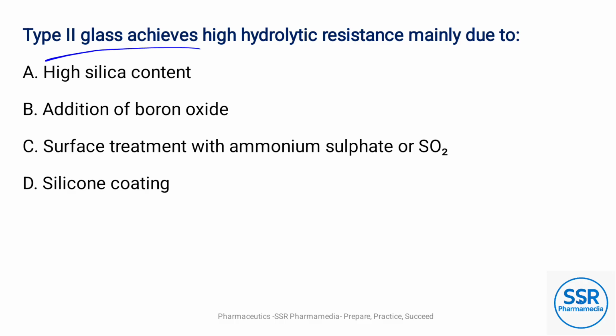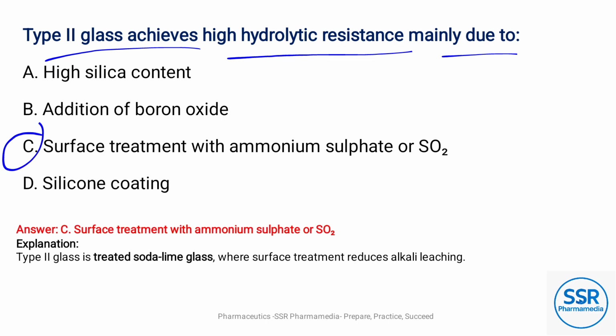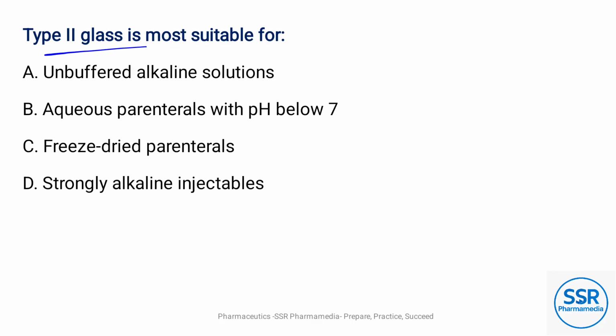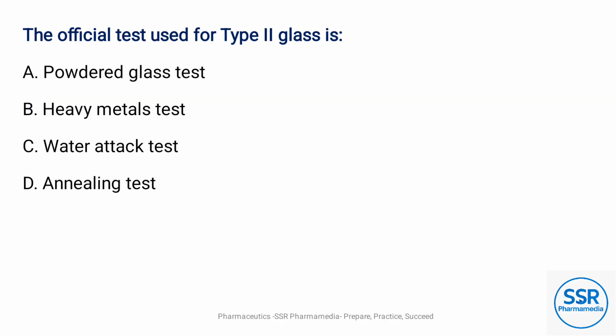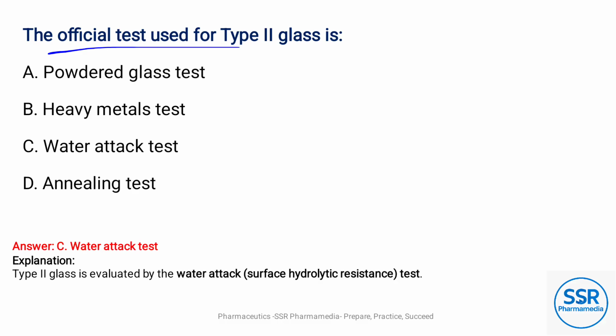Type 2 glass achieves high hydrolytic resistance mainly due to option C, surface treatment with ammonium sulfate or sulfur dioxide. Type 2 glass is most suitable for option B, aqueous parenterals with pH below 7. The official test used for type 2 glass is option C, the water attack test. Type 2 glass is evaluated by the water attack test, also called the surface hydrolytic resistance test.